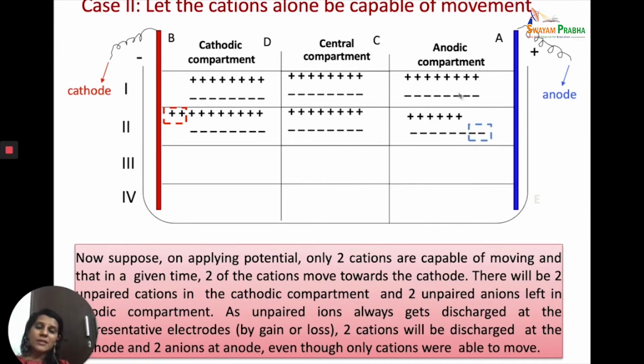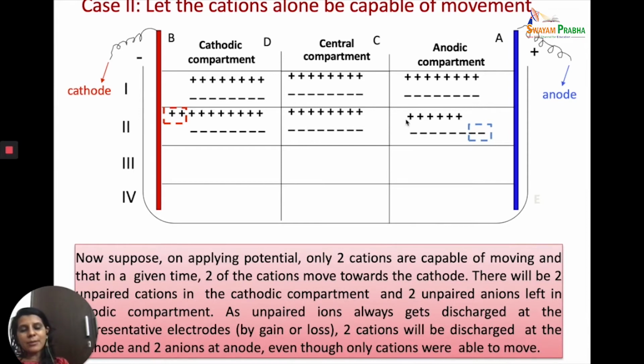the two cations are moving towards the cathode. So where are they moving from? They are moving from the anode. So two cations from the anodic compartment have moved to the central, and the two cations from the central have moved to the cathodic compartment. So now just see how many cations are left in the anodic compartment. You have 6 cations left in the anodic compartment.